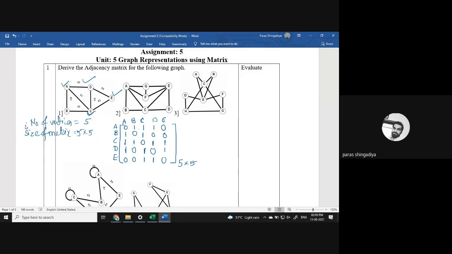There is no loop at any vertex in the first graph. So in that case, the principal diagonal entries will be 0. The principal diagonal will be entirely 0 when it has no loop. Is the answer of the first graph clear? Any confusion, any query to anyone?